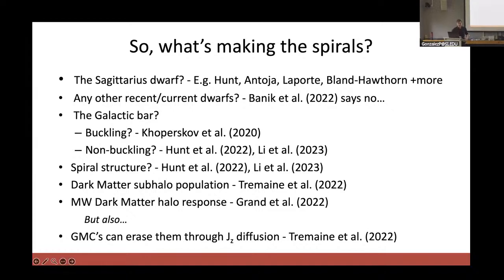A non-buckling galactic bar that grows resonantly can still change the vertical potential. That is in my model, and in this other model by Li in Shanghai. But that naturally makes the 2-armed phase spirals in the inner disk, not the 1-armed in the outer disk. Spiral structure, similarly: Li and I again find this naturally makes 2-armed phase spirals in the inner disk, but no 1-armed phase spirals in the outer disk.